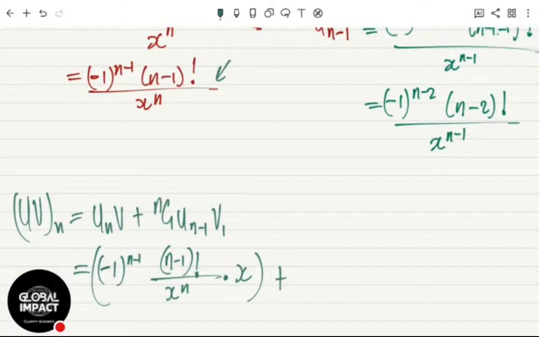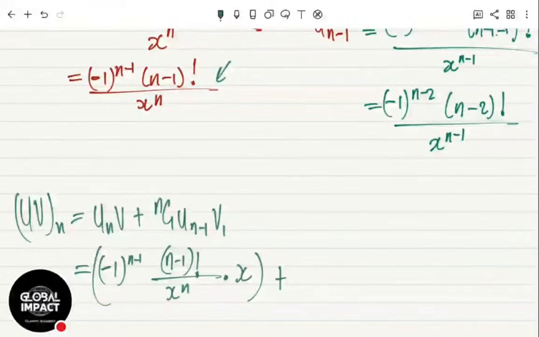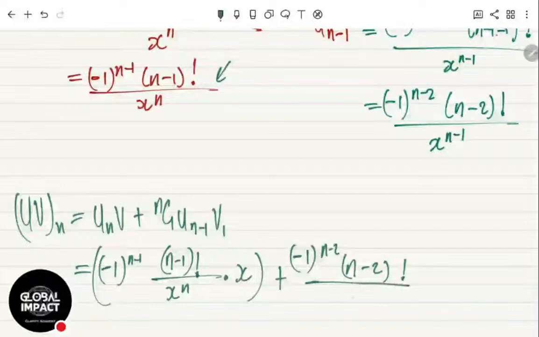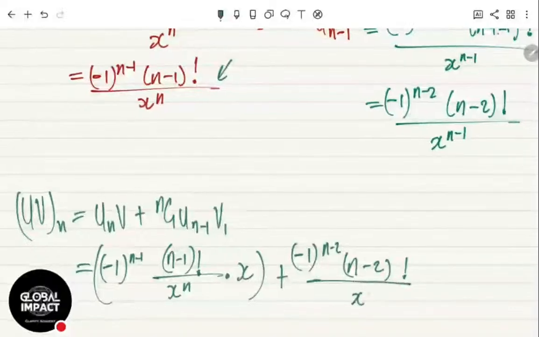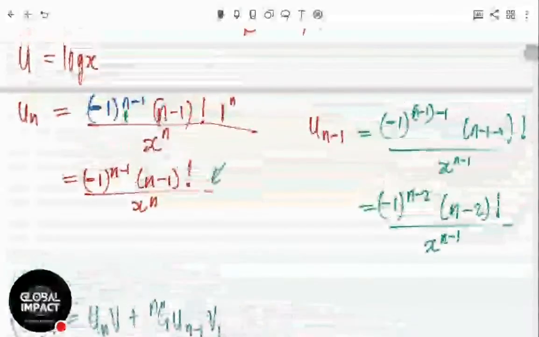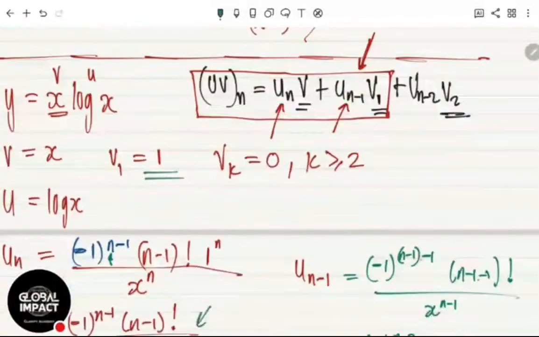Then what are you going to have? n choose 1. Then you're going to have this other one. Now, I want you to know that n choose 1 is like a constant in our case here. So we'll just have it as u_{n-1} times v_1. So it's going to be (-1)^{n-2} over x^{n-1} times again v_1. v_1 is just a 1, so times 1.